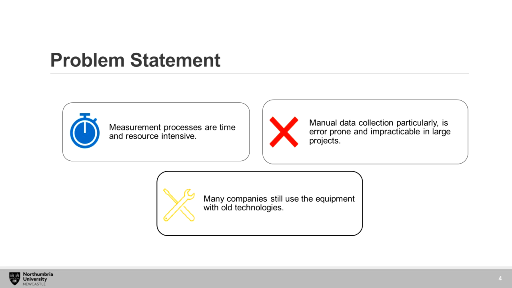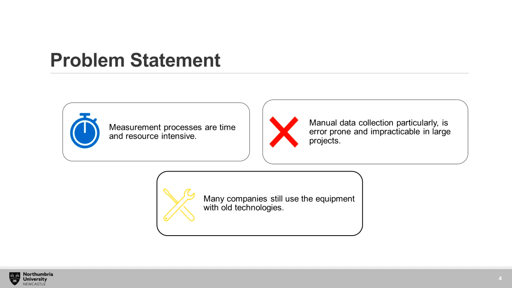In reality, collecting the required data for equipment performance monitoring is time and resource consuming. Manual data collection is error-prone and impracticable in large projects. The recent advancement in equipment technology can give us some useful information about different aspects of equipment performance. But many companies still use equipment that do not have such technologies and need to adopt other methods for monitoring their equipment performance.